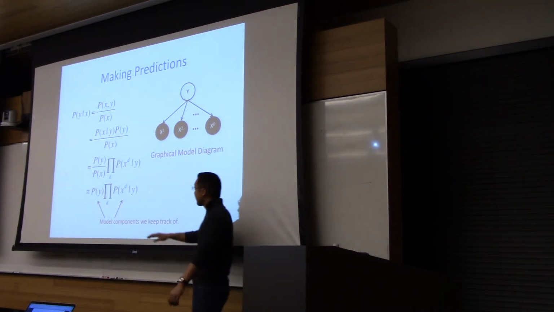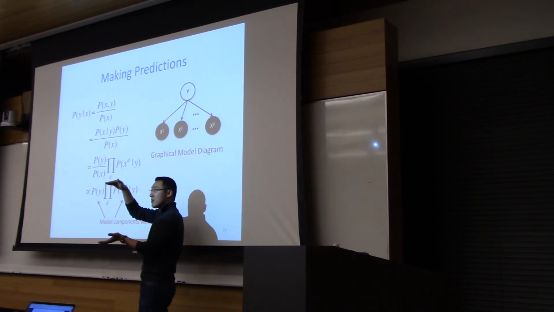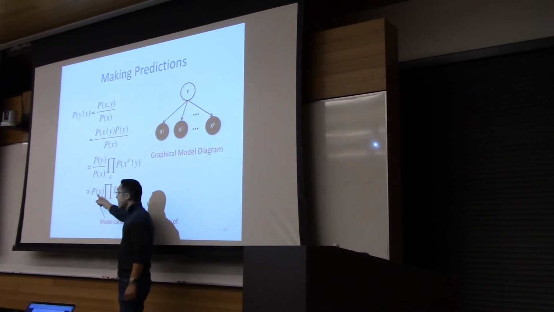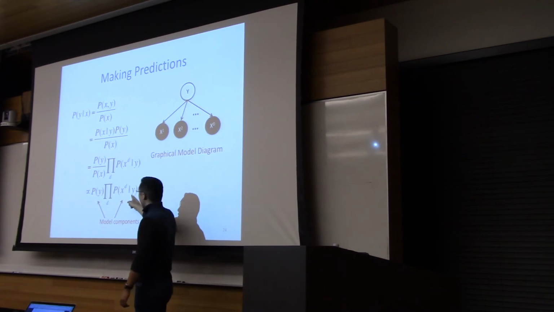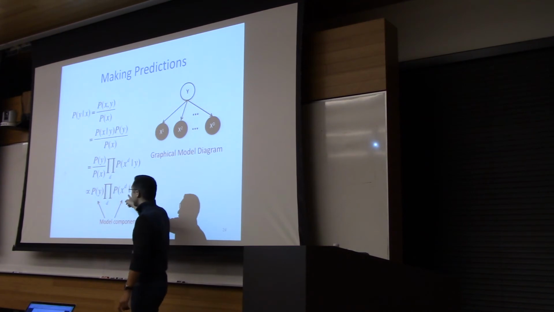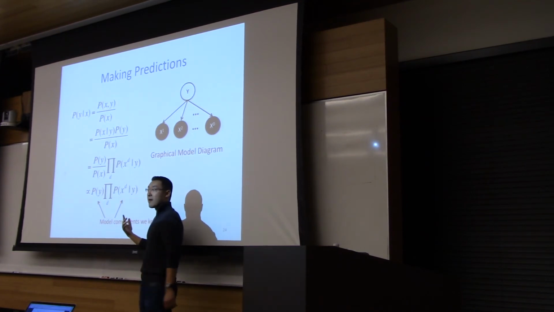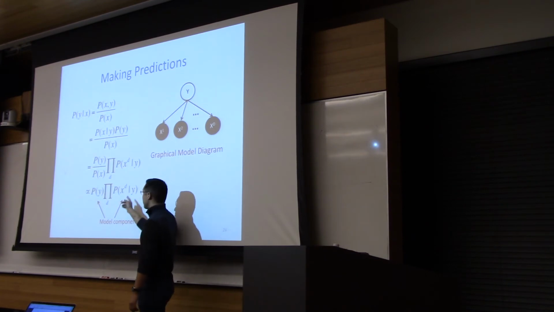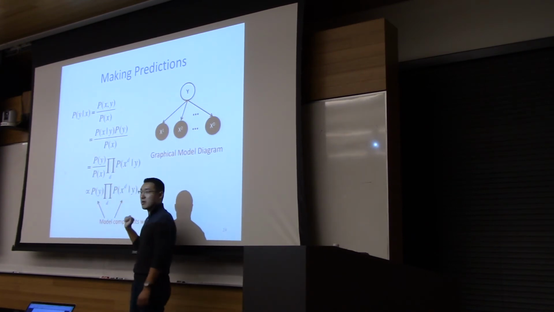And these are exactly the model components that we keep track of. Our parameterization of the model explicitly keeps track of this as a table and these as a table. So all we have to do is compute the numbers by multiplying these probability tables together, and normalize because there are two values of y, and then we're done. If there are more than two values of y, then we just compute this for all the values of y, normalize, and then we're done.